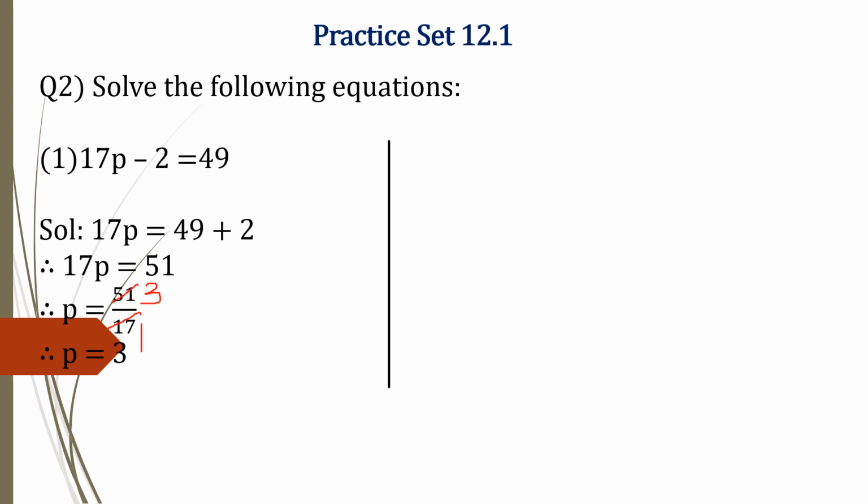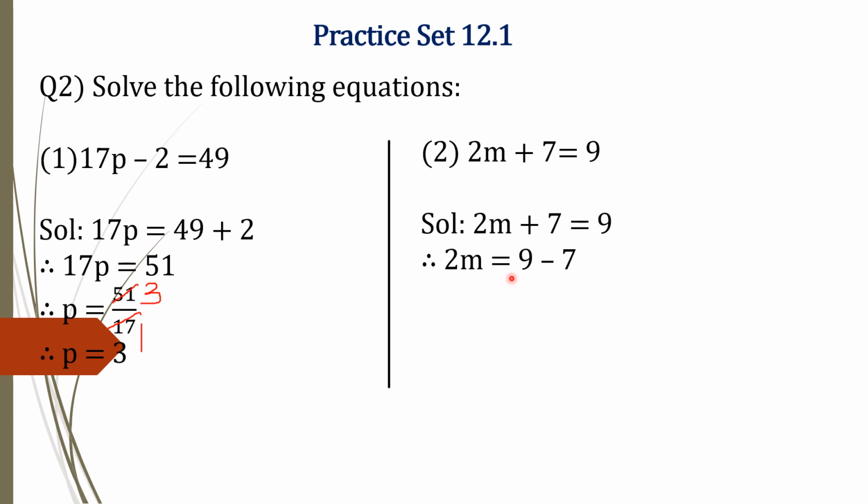Moving to the next question. What is given? 2m plus 7 equal to 9. So in the solution, I wrote my question first: 2m plus 7 equal to 9. So I'll bring the constant term, that is the number 7, to my right hand side. So the next step will be 2m equal to 9, and this plus 7 will go to the right hand side and become minus 7.